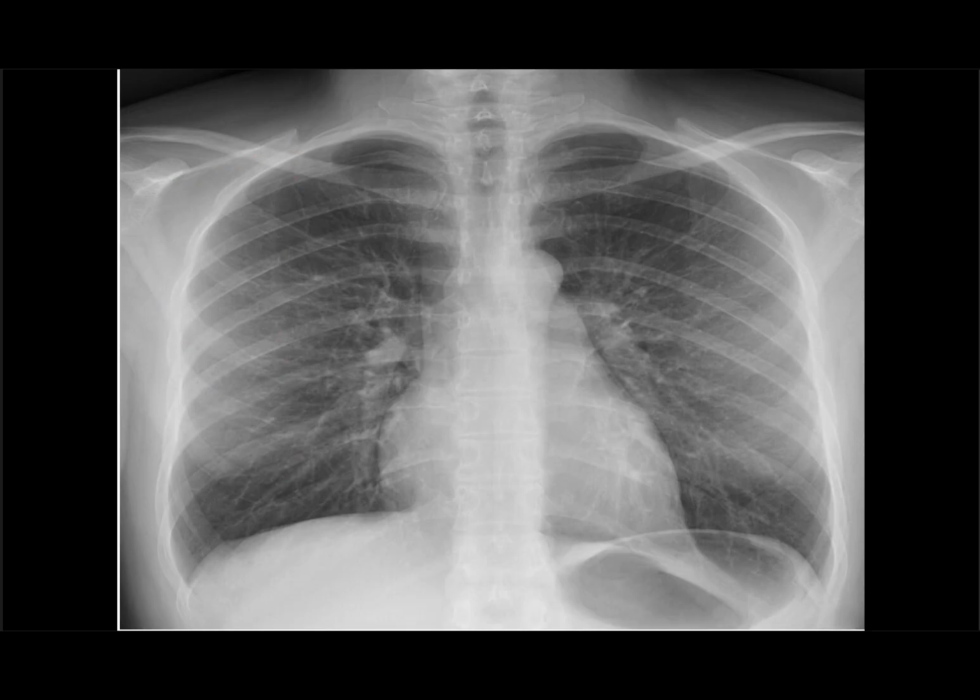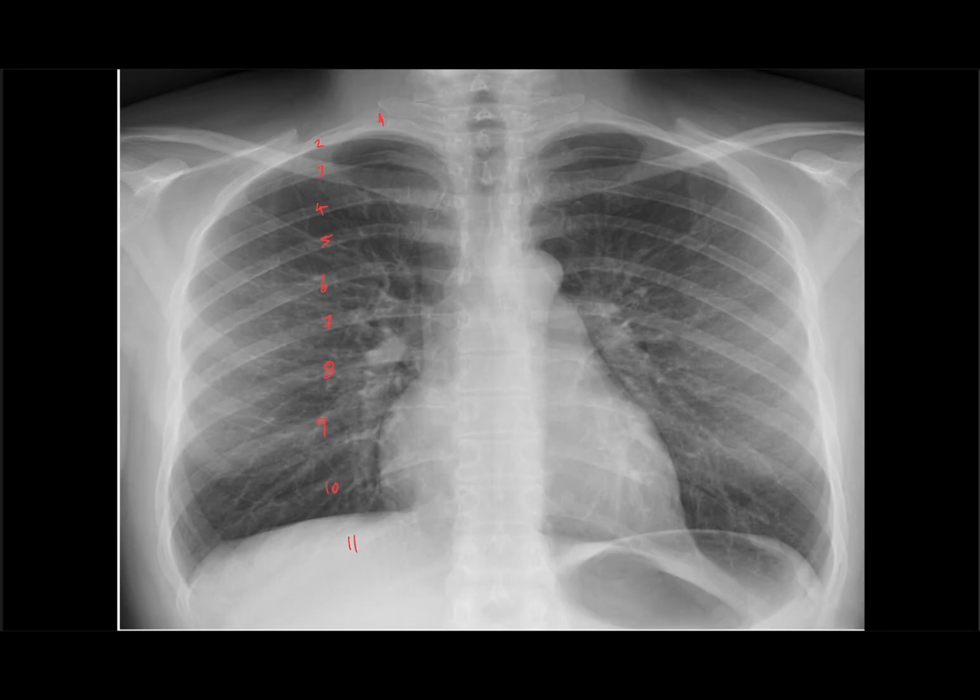Now that we've established that this is the AP view, the next would be to identify other features. This is the left clavicle. This is the right clavicle. We've already identified the scapula. For the ribs, we're going to count the ribs. Now count with me. This is the right side. This is the first rib, the second one, the third one, the fourth one, the fifth, the sixth, the seventh, the eighth, the ninth, the 10th, the 11th.